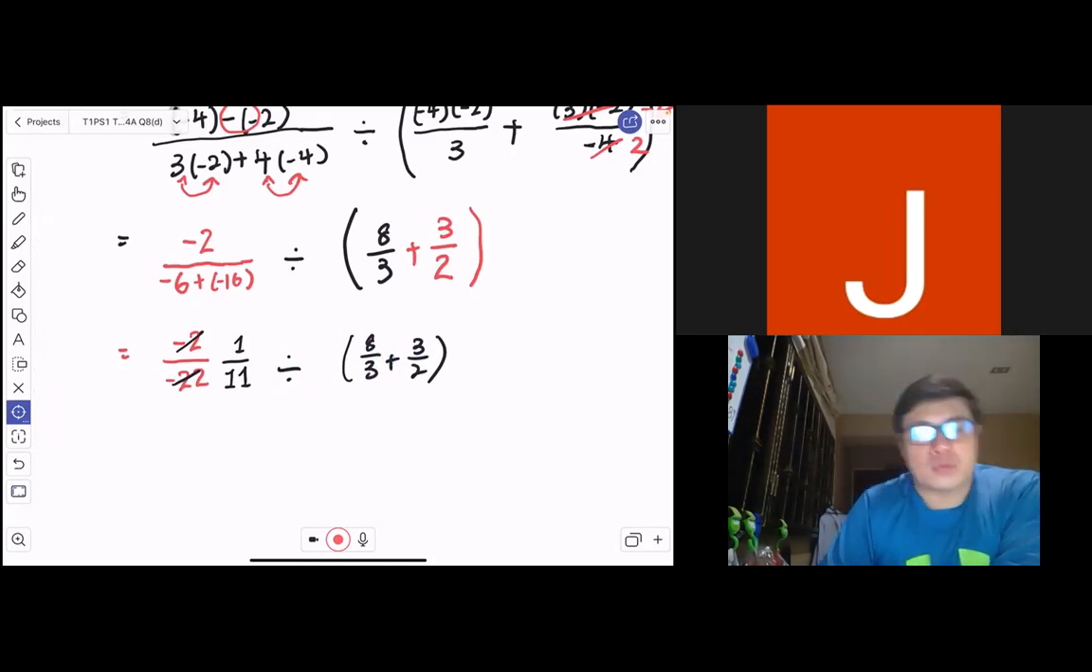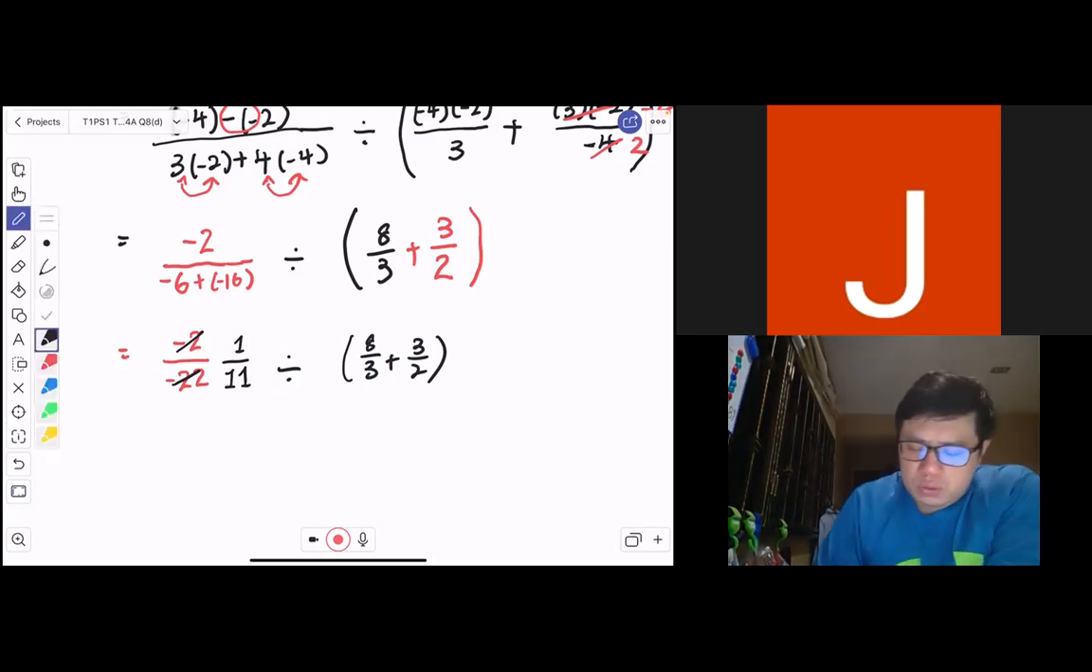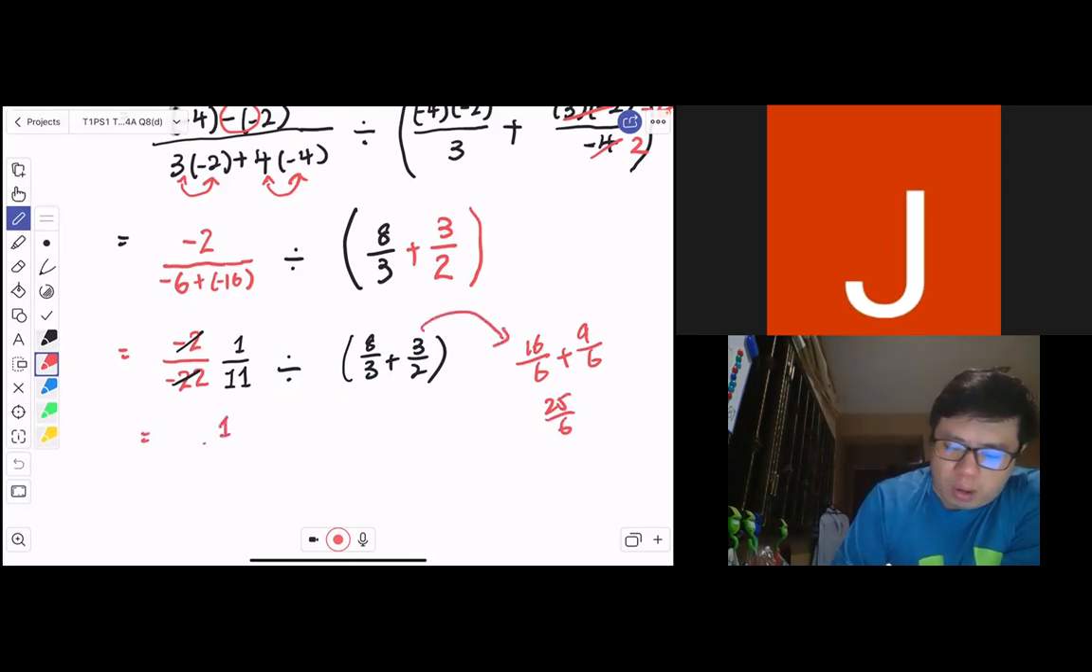So 8 over 3 plus 3 over 2. You can just use your calculator. 8 over 3 will be 16 over 6. 3 over 2 will be 9 over 6. So this will give you 25 over 6. I did some quick math at the side. So 1 over 11 divides by 25 over 6.